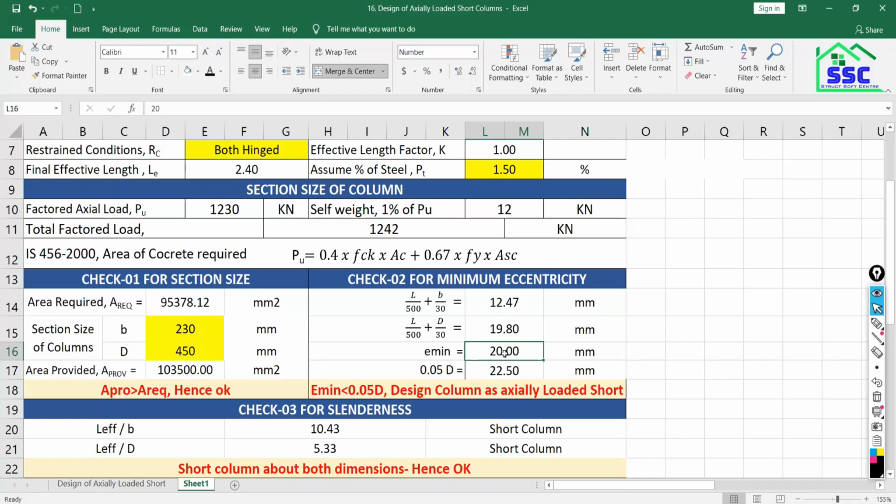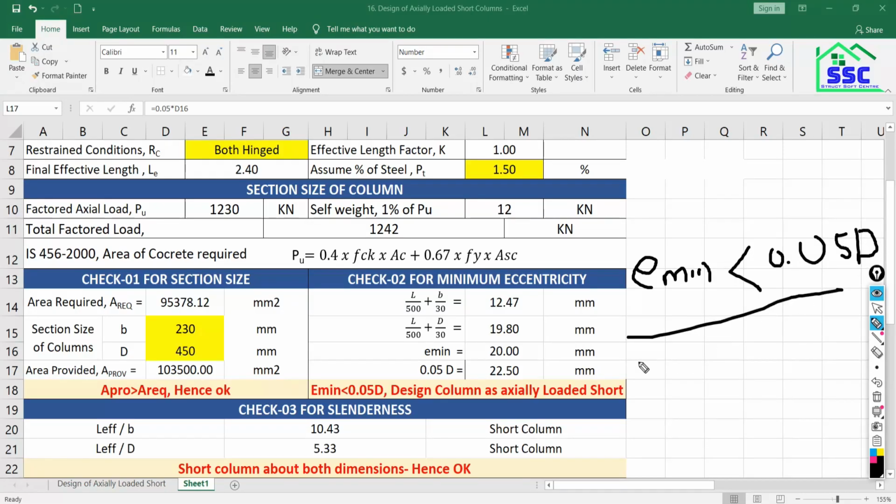So here we are going to consider it as 20. Now another cross check is what? 0.05D. We have to compare the maximum of these three values with 0.05D. If your E minimum is less than 0.05D, at that time you can design the column as an axially loaded short column.